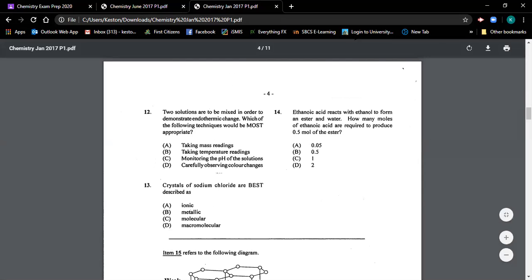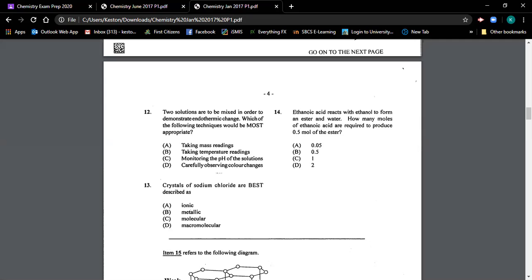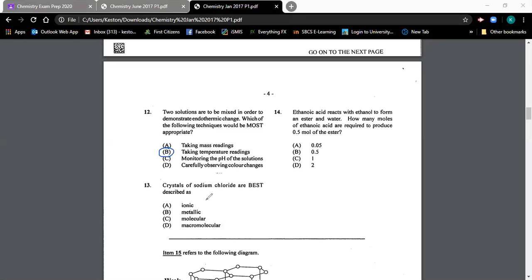Yeah, there's a few more. We had started a little late. 12. Two solutions are to be mixed in order to demonstrate an endothermic change. Which of the following techniques would be most appropriate? This is an easy one. How are you going to test for enthalpy change? You always check what? Heat, we're measuring heat. So a temperature change. Yeah? 13. Crystals of sodium chloride are best described as, everyone should get this, ionic. Very good. All right.